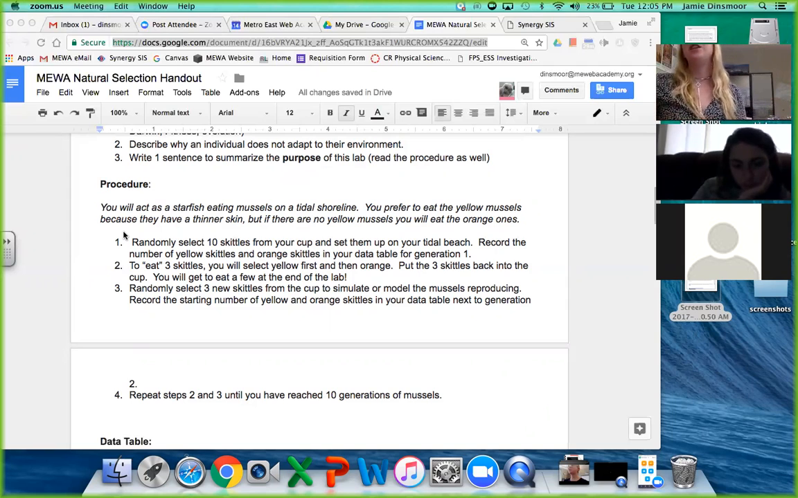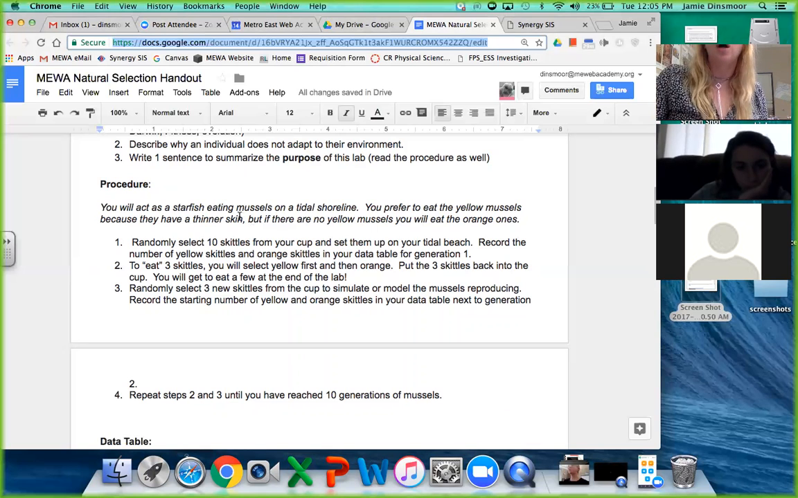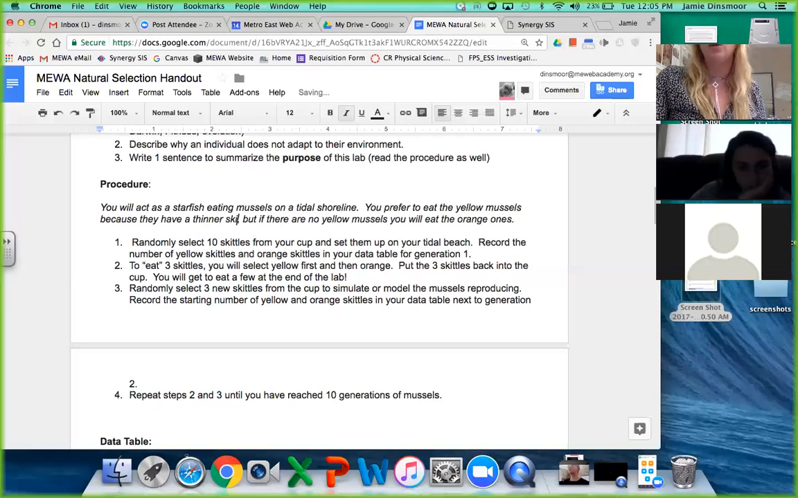You prefer to eat the yellow mussels. So we have our bowl of mussels, which are Skittles here. We have yellow mussels and orange mussels. You prefer the yellow mussels because they have a thinner shell. I put skin, but it should be shell. So the yellow mussels are really easy to eat. You would much rather have those. If they're not available, you'll eat the orange mussels because you're still hungry. It just takes more effort.